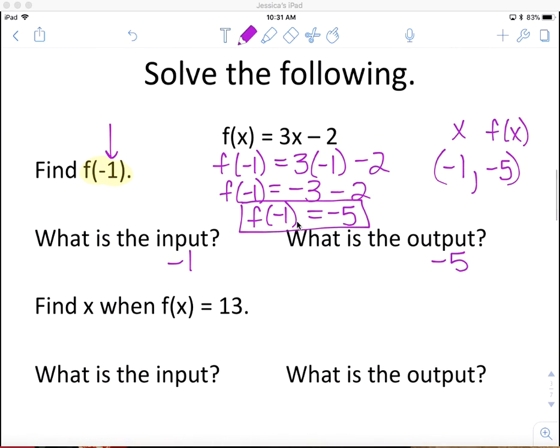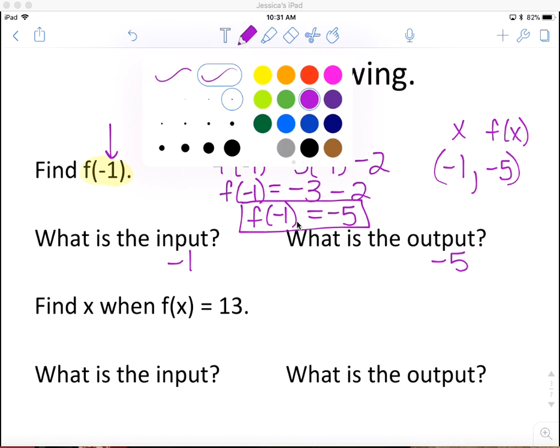Let's look at the opposite situation. On the second part, it does not give us the input. Instead, it has given us the output. So it says find x. We don't know what x is when f of x equals 13. So to do this, I'm going to rewrite my function.